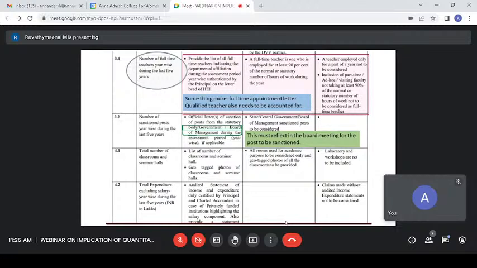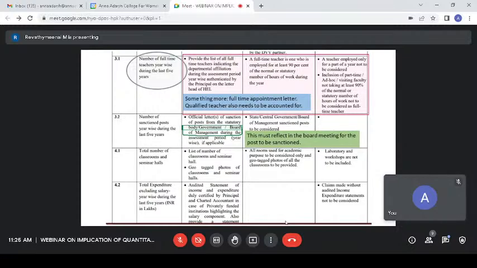But if the teacher has taken 90% of the course, but he has been given a letter of part-time, or he or she has been kept only for 2 months, she does not become a full-time teacher. So duration is going to be very important. And lastly, what is your appointment letter saying? That is what is going to count the most.